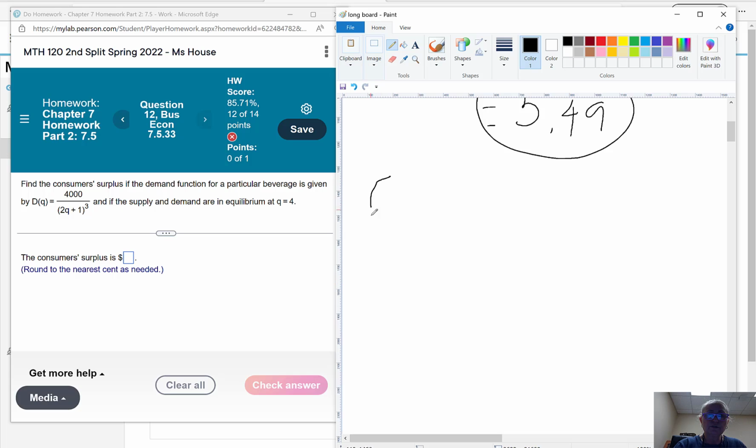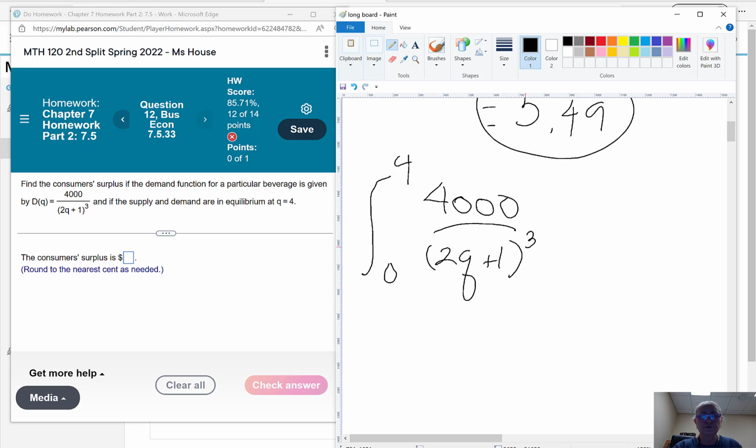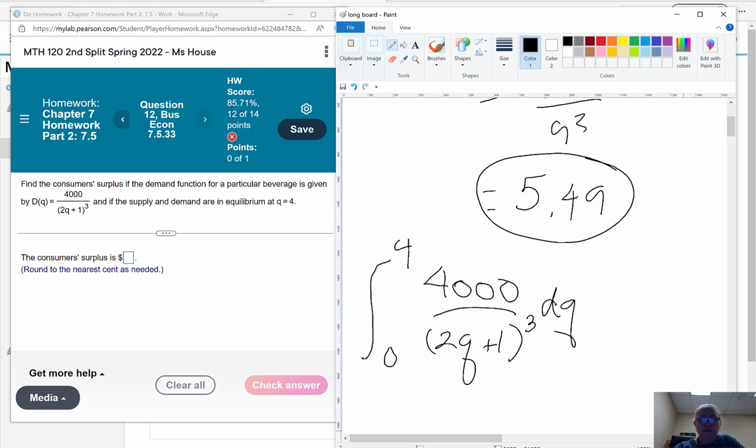So we're going to go integral 0 to 4, that's 0 to the equilibrium point, original demand function 4,000 over 2q plus 1 to the third, dq. I'll go ahead and separate it, and we're going to subtract from that the integral from 0 to 4 of 5.49 dq, because this is what we got when we substituted the equilibrium into the demand function.